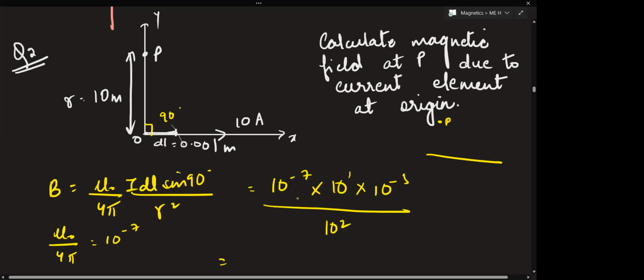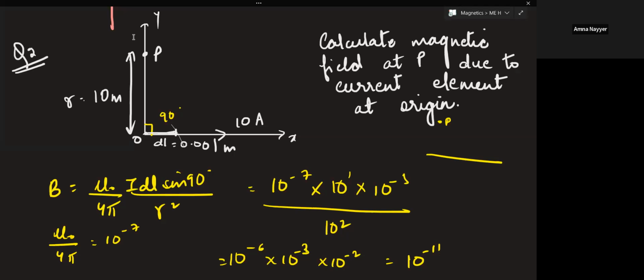So what are we left with? 10 to the power minus 7 or 10 to the power minus 6 into 10 to the power minus 3 into 10 to the power minus 2. That becomes 10 to the power minus 11. Now see the direction. How to write the direction?